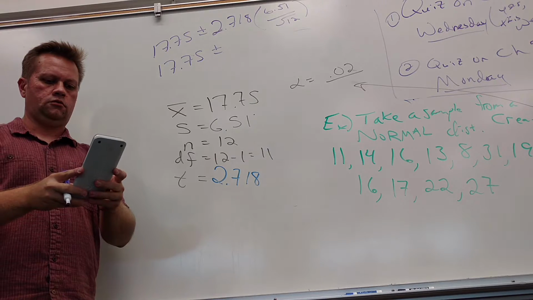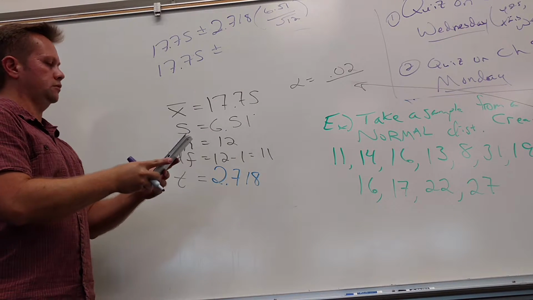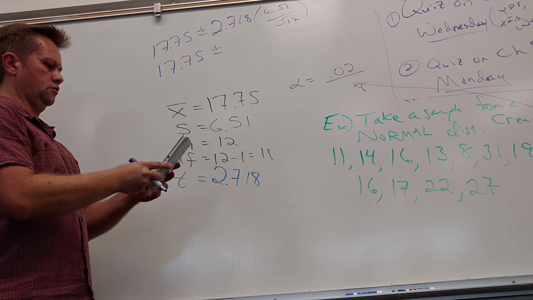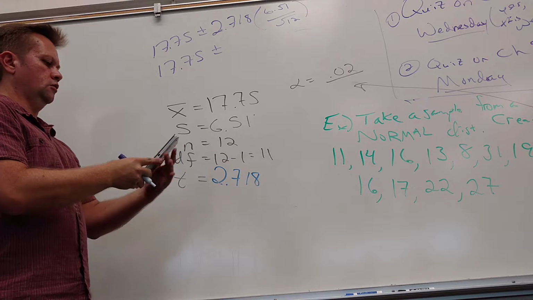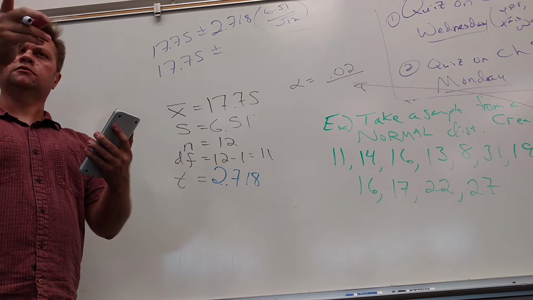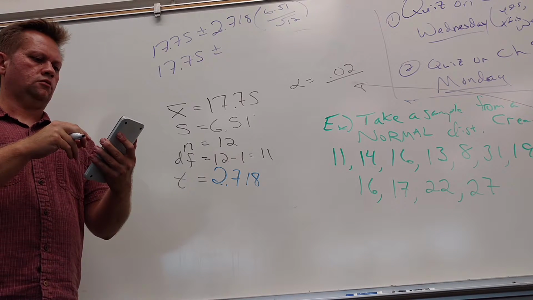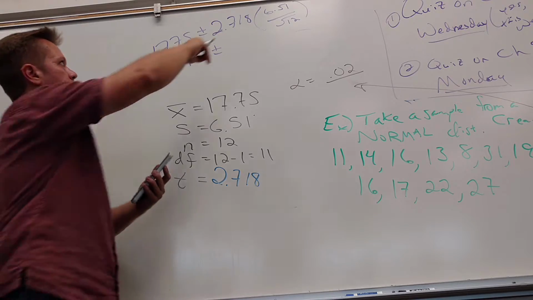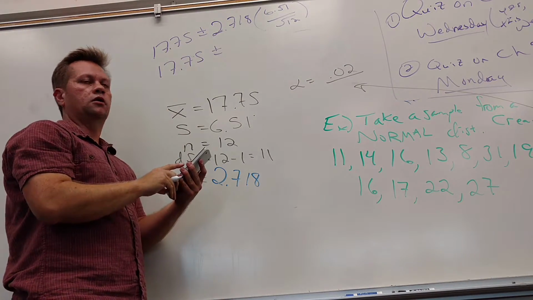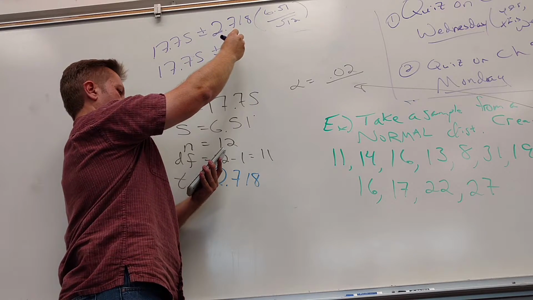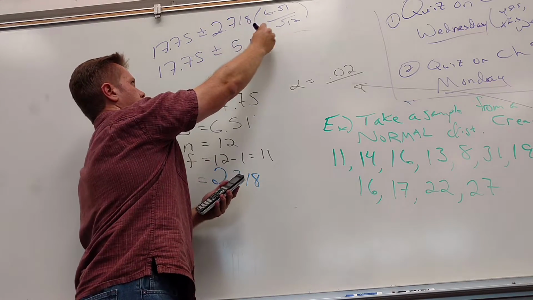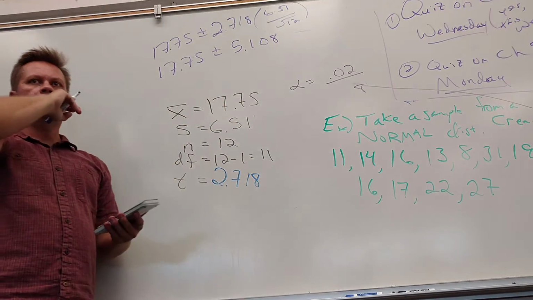5.108. No, it's 1.894. 5.108, because I didn't truncate the 6.51, that's why mine would be... What'd you get? 1.8794. Did you multiply by 2.718? Something went wrong. Oh, okay. Well, I got 5.108 for the error.